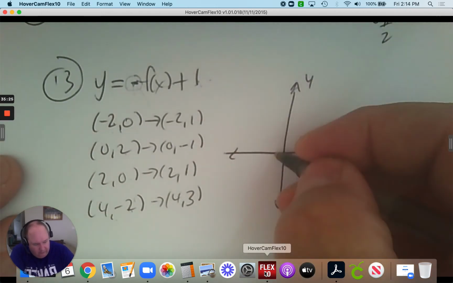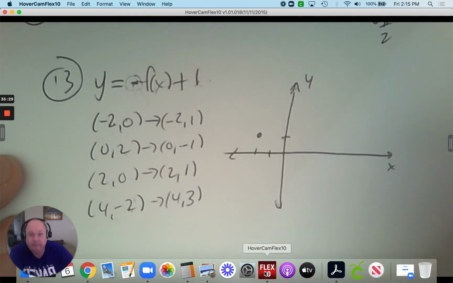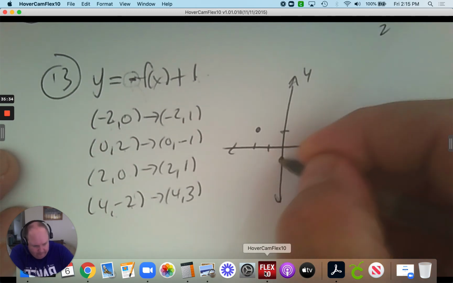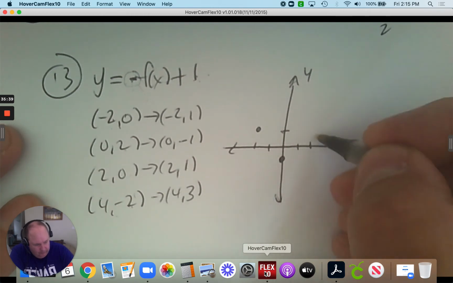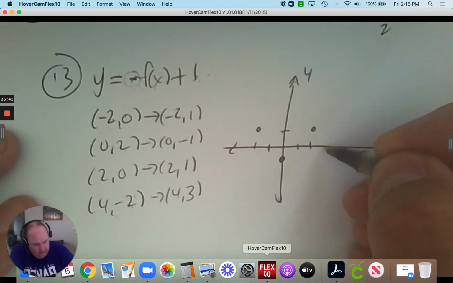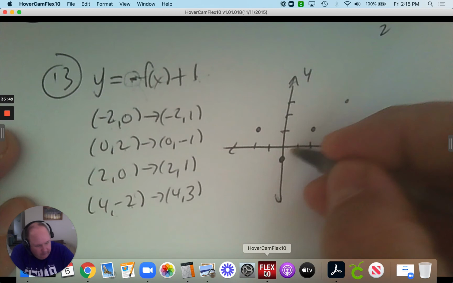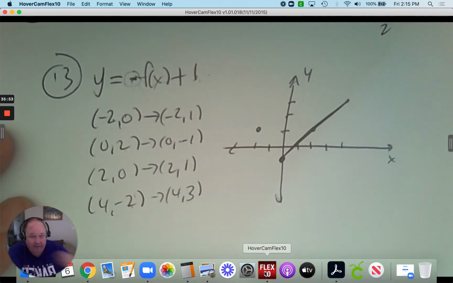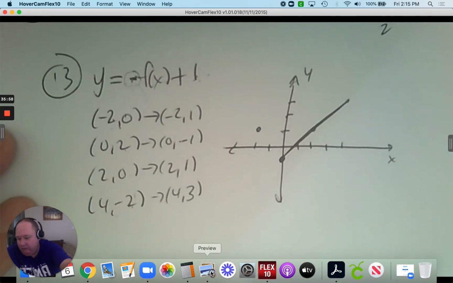So negative 2 and 1, 0 and negative 1, 2 and 1, and 4 and 3. Now this is going to make a line. And this is going to be, now remember, it's been reflected, the quarter of a circle.